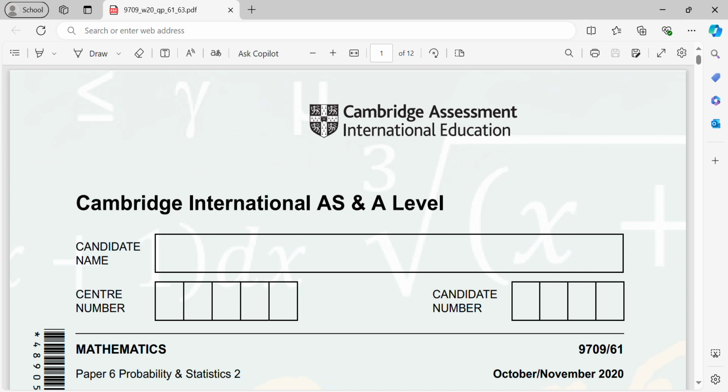This video is to discuss Cambridge International AS and A-Level Mathematics Paper 6, which is the Probability and Statistics 2 for October-November 2020, and the code is 9709/61. Just for your information, the content of this paper is the same as the variant 3 paper, which is the paper with the code of 9709/63. Okay, so let's move on to question number 1.